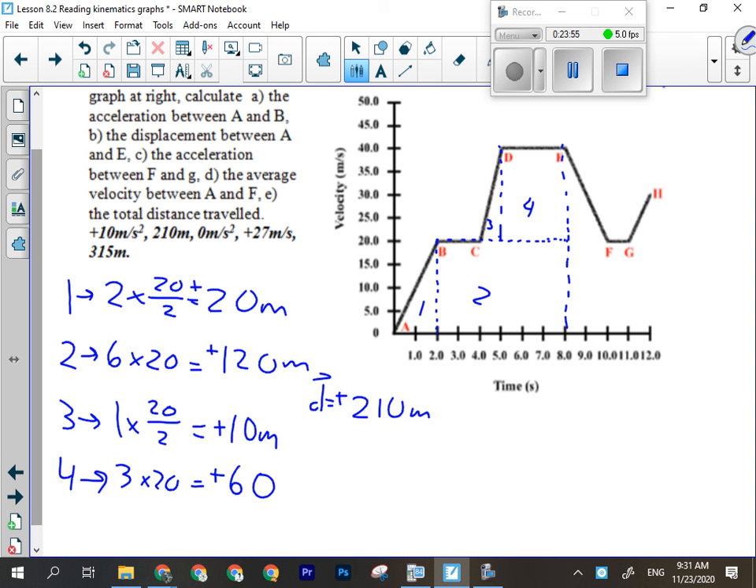Keep those numbers because they're going to save you time when you have to do the last bit here about the total distance traveled, because you're still going to have these shapes over here that haven't been done yet.